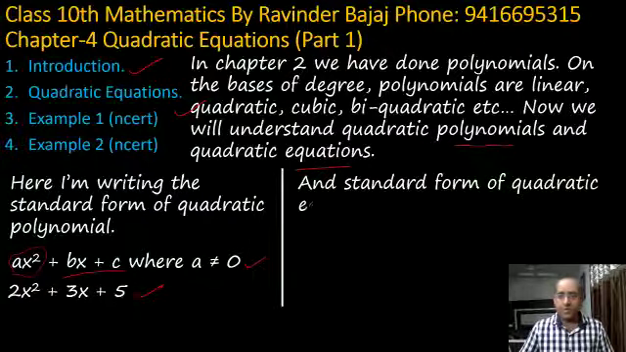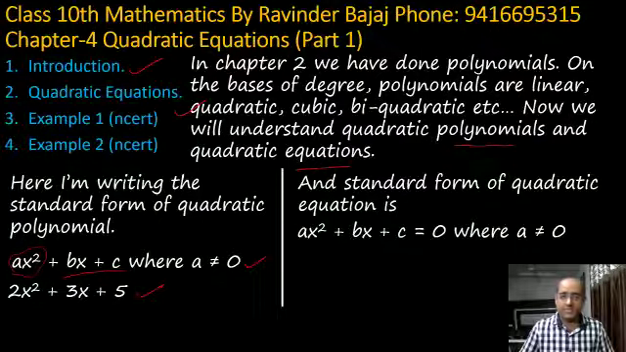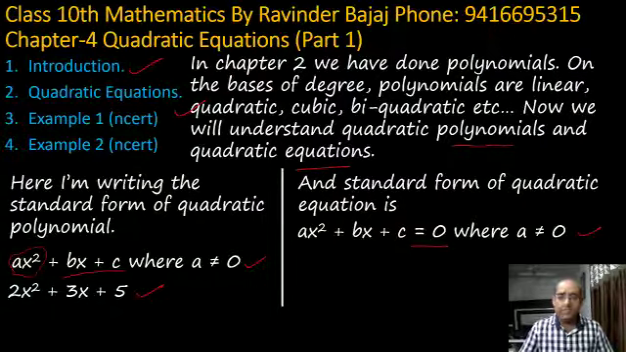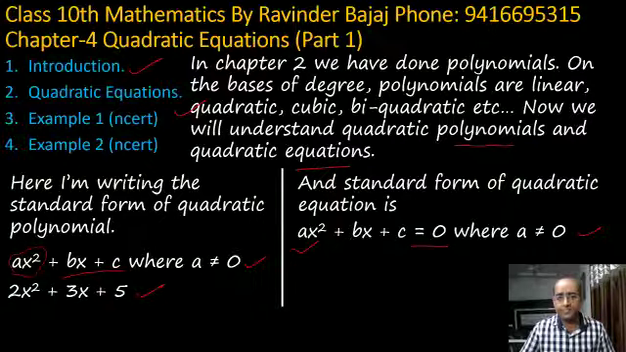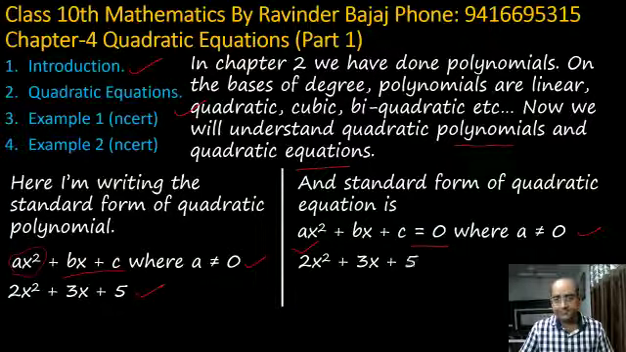Now I am writing the standard form of a quadratic equation. Earlier it was a polynomial, now it is an equation. ax square plus bx plus c is equal to 0, where a is not equal to 0. Same, the only difference is equal to 0. Now in an equation, the equal to sign should be there. If there is no equal to sign, only the expression is called a polynomial. So ax square plus bx plus c is a polynomial. And if we equate it with something, say a number or any fixed value, it will become an equation. I'm giving you one example. See, 2x square plus 3x plus 5 is equal to 0.